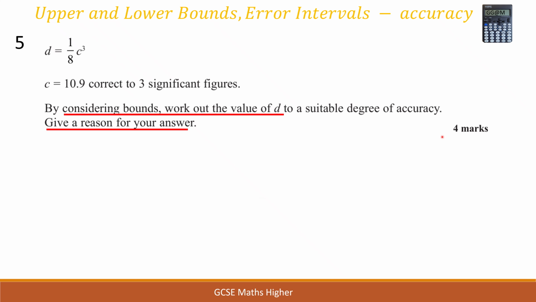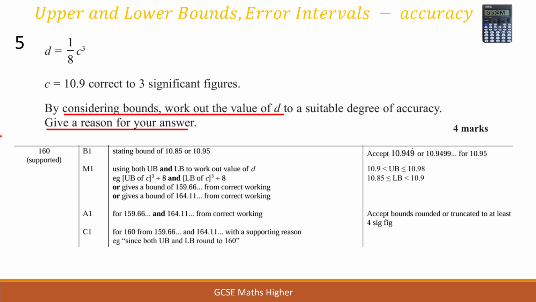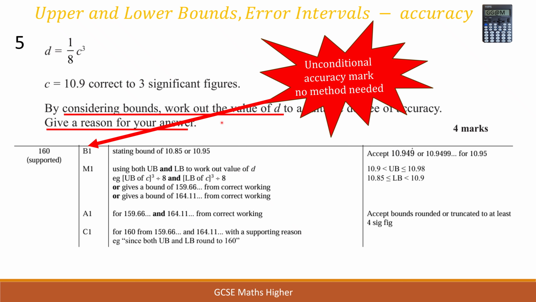Fantastic work. So the mark scheme shows the answer should be 160. Supported means you must show your working out. Again, we've got this B1, which means it's an unconditional accuracy mark and you don't need to show your method. So there's no method needed. You can just write down these 2 values. M1 means a method mark. So you've got 1 method mark for getting to this stage. A1 is an answer mark. So the answer for getting to these 2 values here, this one and this one.